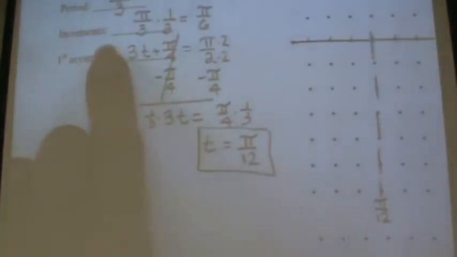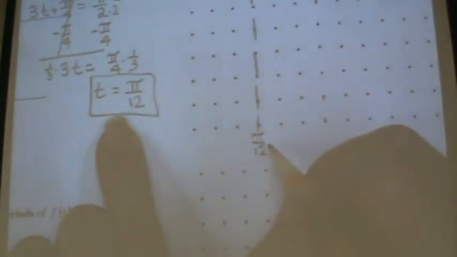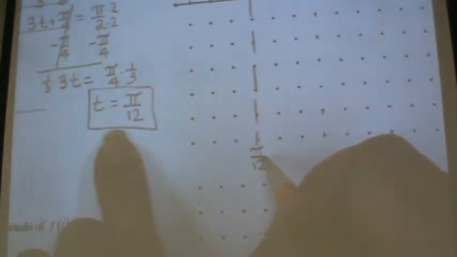Now, how are we going to count by pi over 6 if this is pi over 12? Can we turn this into something else? What can we turn this into? Good, 2 pi over 12. It's the same thing as pi over 6. But why do we like 2 pi over 12? Because you can count by 2. You add 2 pi over 12 to get the next number. What do you get? 3 pi over 12.